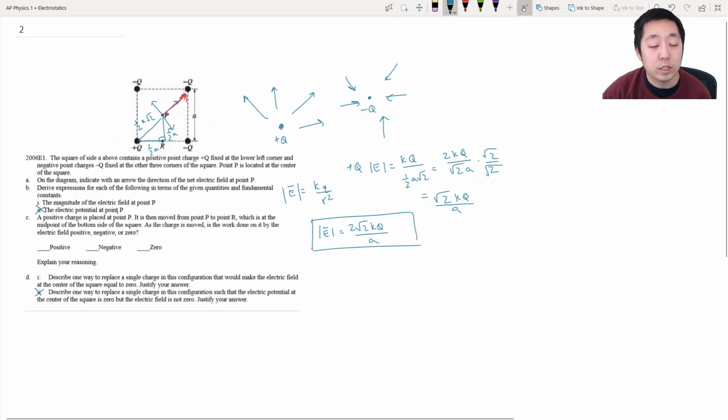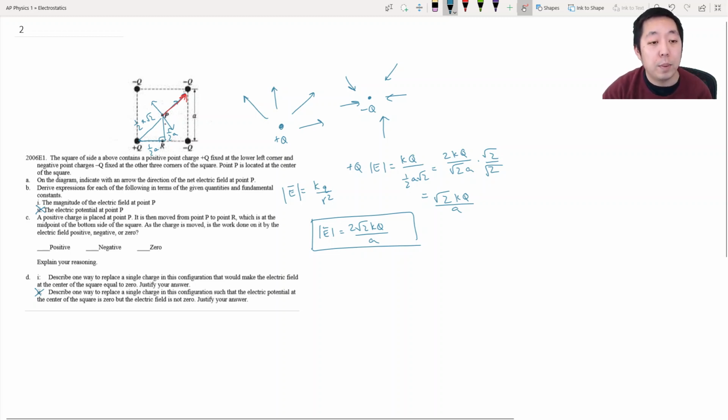So we don't need to do electric potential unless you're doing AP Physics 2 and you want to practice. A positive charge is placed at point P. It is moved from point P to point R, which is the midpoint of the bottom of the square. As the charge is moved, is the work done by the electric field positive, negative, or 0?